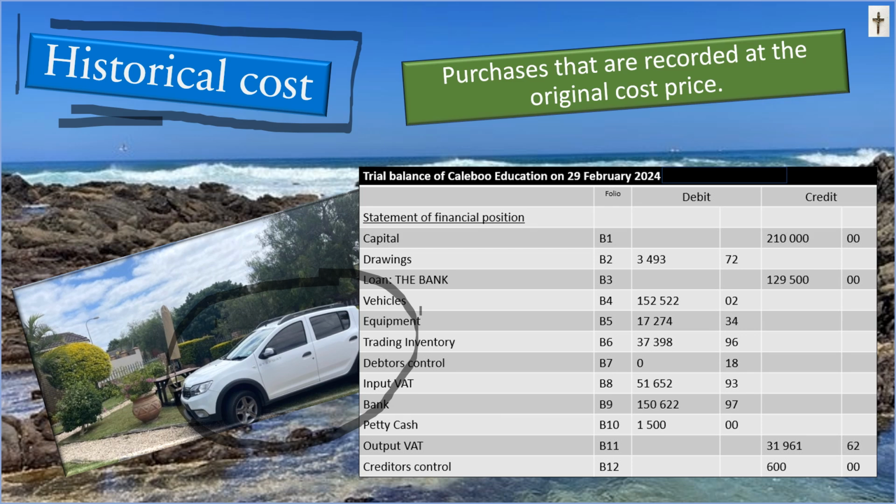So in this example, on this trial balance, there's 152,522. That is the original cost price of the vehicle. So there's an example. The trading inventory, 37,398.96. That is the original cost price of the stock that was purchased. So the historical cost principle states that items need to be recorded at their original cost price in their accounts. Purchases are recorded at the original cost price, exclusive of VAT, if VAT is applied in your country.